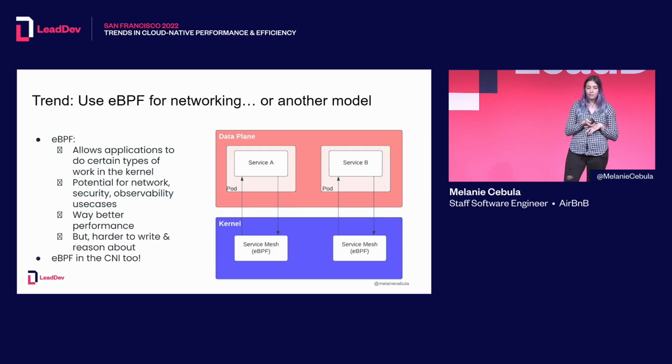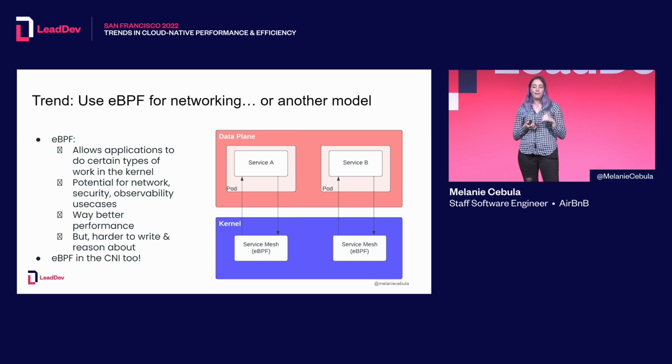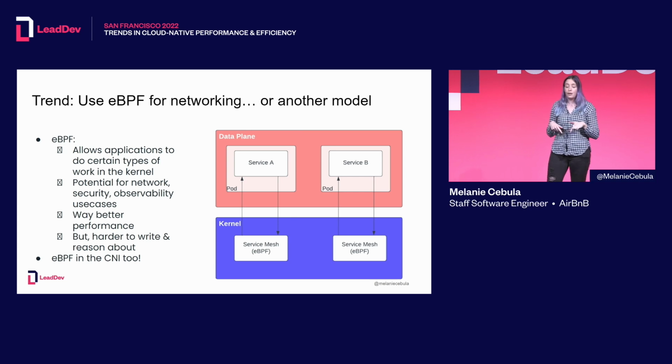And I think this is why a lot of infrastructure engineers are excited by some way to get out of this problem, maybe eBPF. eBPF allows applications to do certain types of work in the kernel. A lot of these shared concerns, which are done in sidecar containers today, could potentially be rewritten in eBPF. This logic could fundamentally change how we configure network, security, and observability use cases with much better performance.